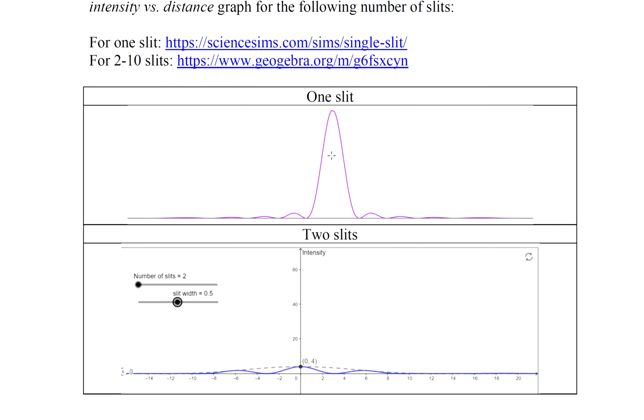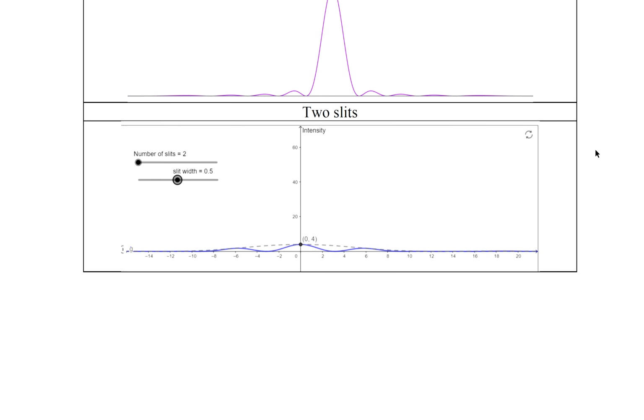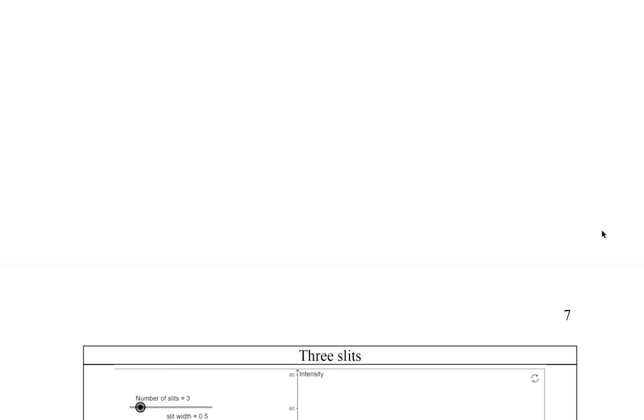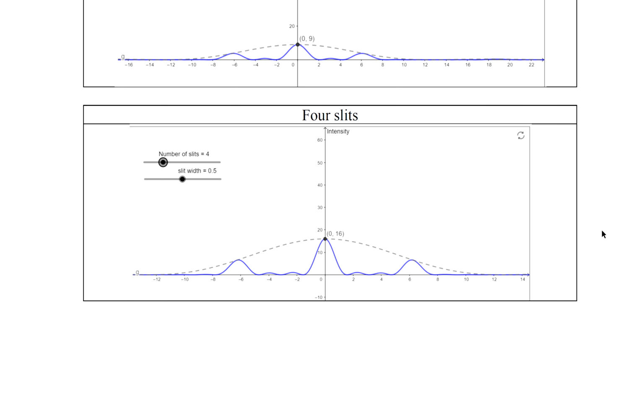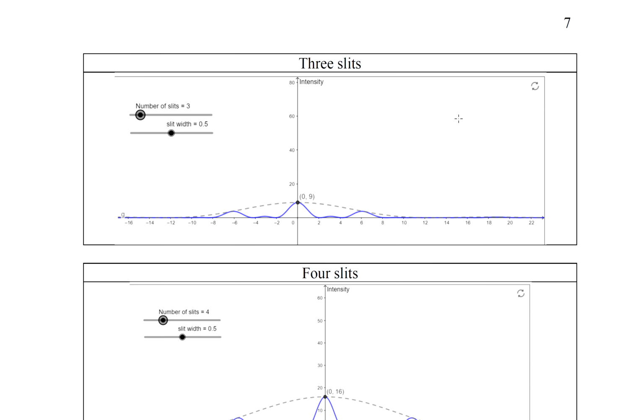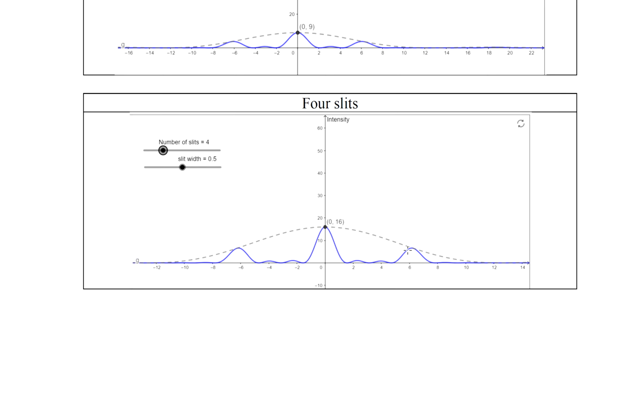So for one slit interference, it looks like this. For two slit interference, it looks like this. For three slit, it looks like this. 4, it looks like this. Now we could see something. For 3 slit interference, it looks like between the two primary maxima, there's one, you could say, secondary maxima. For 4 slits, not so tall. Between the two primary maxima, we have 2 secondary maxima.